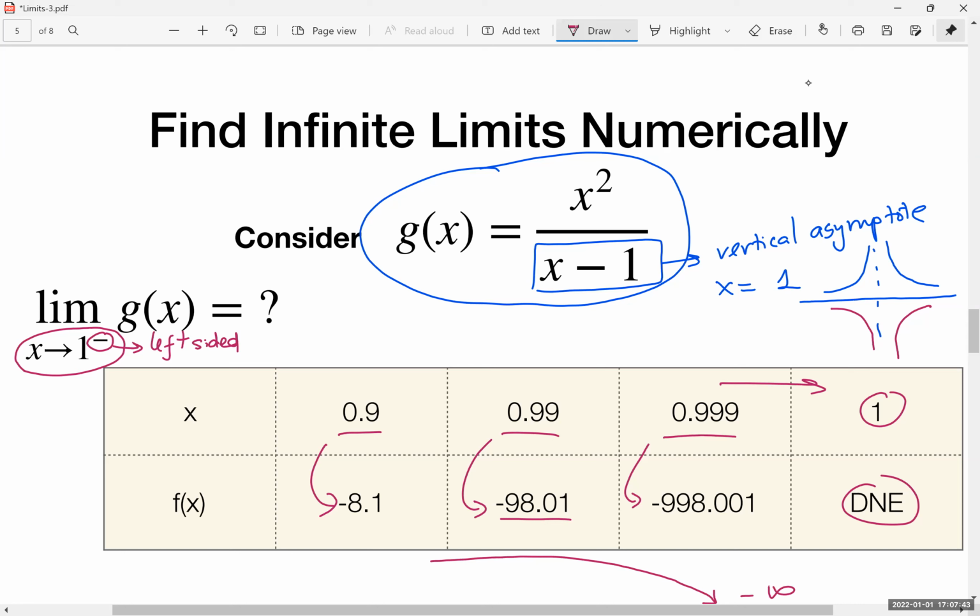We know that when x goes to 1, and 1 is a vertical asymptote, you have either negative infinity as the limit or positive infinity as the limit. So after creating a table of values, you observe the pattern of g of x as x goes to 1 from the left. You see that it's going down and down and down, right? It drops dramatically from negative 8 to negative 98 to negative almost 1,000. So we know that the limit of the function when x goes to 1 from the left side is negative infinity.